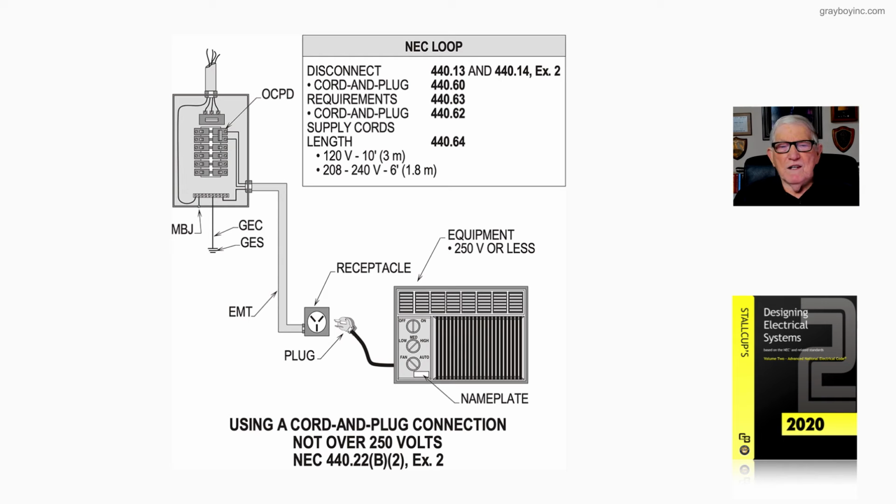And then notice the AC unit cannot pull more than 80% of the circuit in accordance with 440.62(B) of the code. Now, this illustration illustrates an air conditioner at 250 volts or less can be cord and plug connected with a soft start so it wouldn't trip your overcurrent protection device.